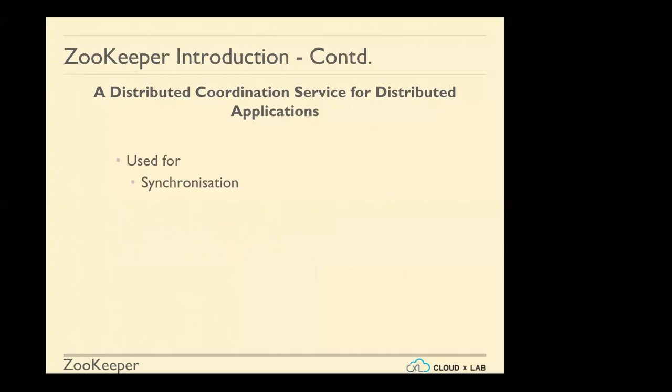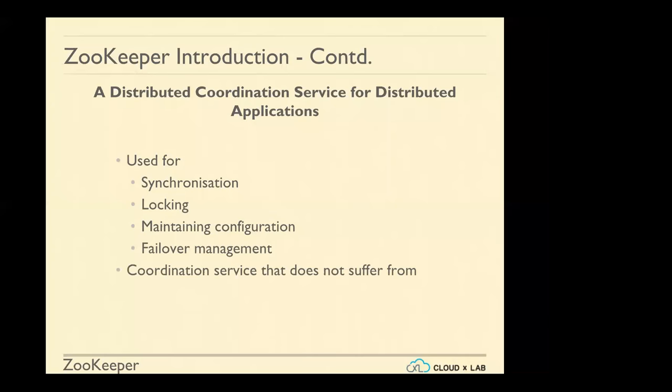All right. ZooKeeper is used for synchronization, locking, maintaining configuration, and failover management. It is a coordination service that does not suffer from race conditions or deadlocks. It's a central place to which people can write data without worrying too much about race conditions and deadlocks. So the data model is like a highly available file system. I'll explain the data model; it is the most important thing.